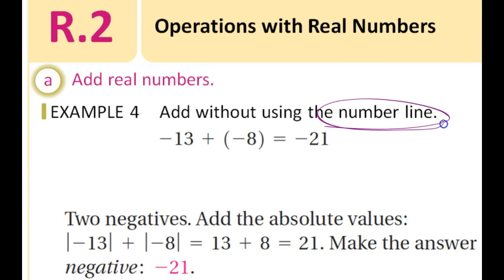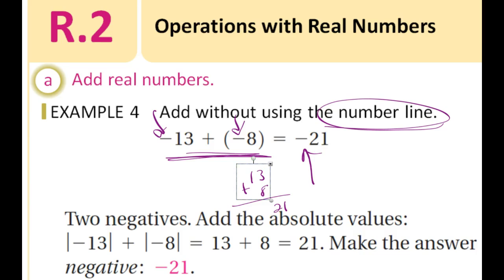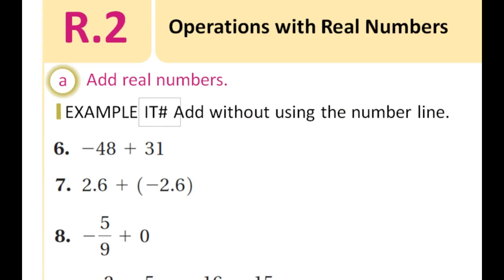Without using a number line, here you go. What are signs? Well, they're alike, so we're going to add. 13 and 8 is 21. And then all you have to do is decide if it's positive or negative. And well, again, add and alike. So signs are alike, we keep the common sign. If signs are different, we keep the sign of the larger. So here's some practice. A -48 and a +31, signs are different, so subtract. So that's how you can remember it.